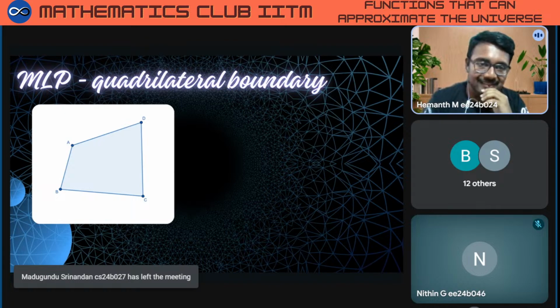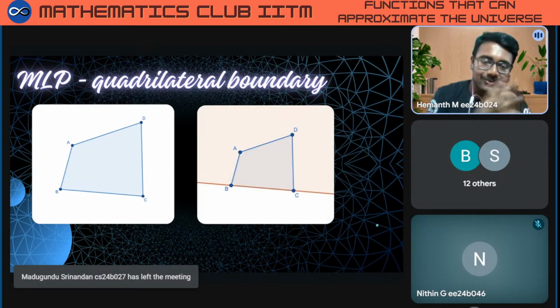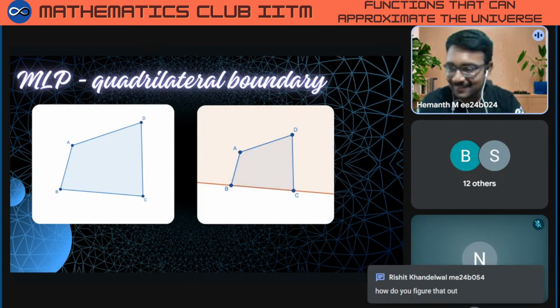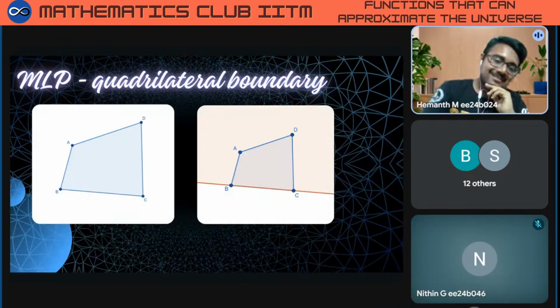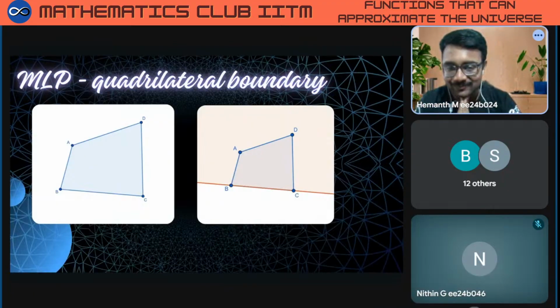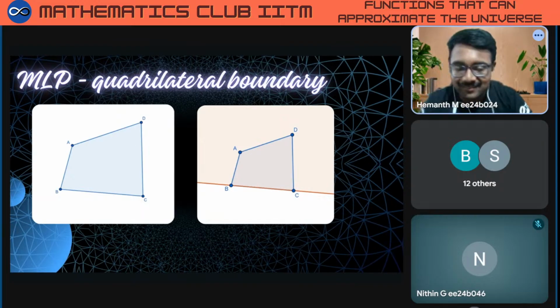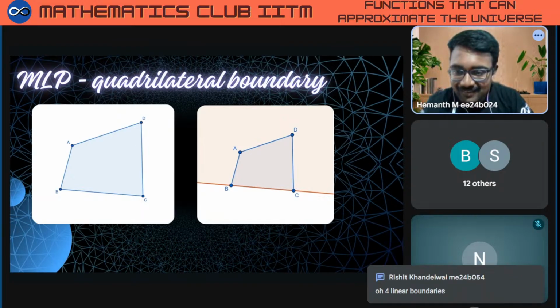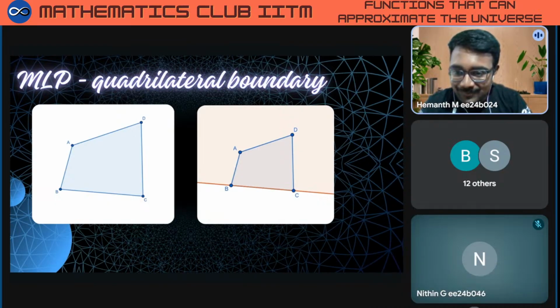I can give you guys a hint. This figure over here is a hint, and you can take inspiration from the previous slides we have discussed till now. How can we extend the idea shown in the second figure in order to model this quadrilateral? How do you figure out that, oh, four linear boundaries? Okay, fine. I think the answers came out in the chat.